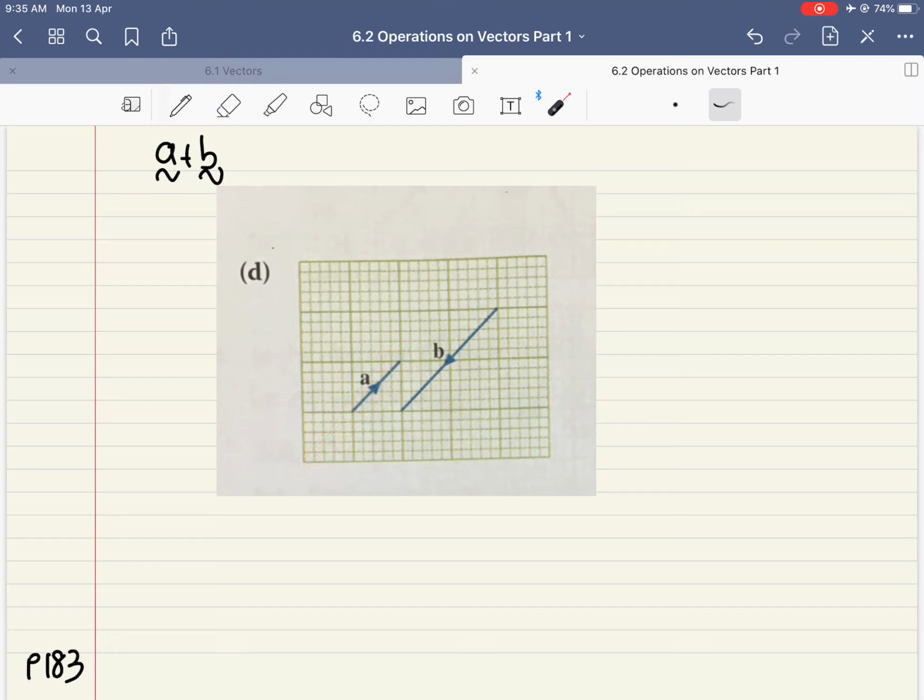So just follow how I go. Vector A moves like this, then I end off here. Then vector B is moving downward this way. If I start here, I end off here, my resultant vector is the vector that is moving downwards. So vector A plus B gives me a resultant vector that looks like this. So this is A plus B.